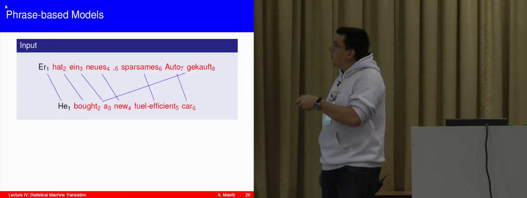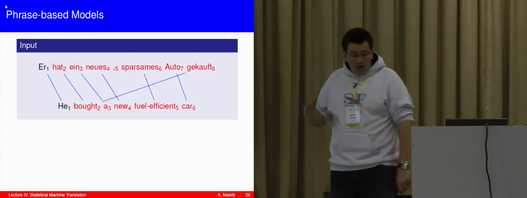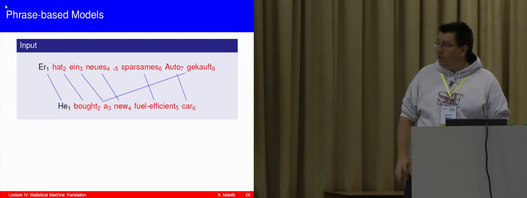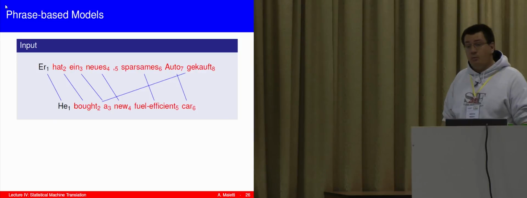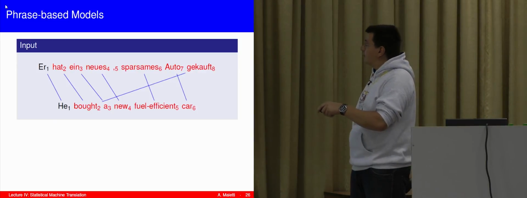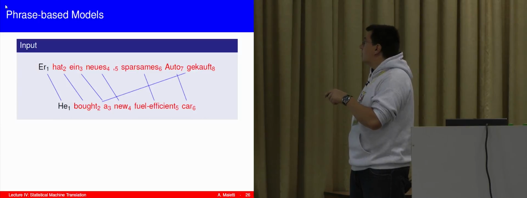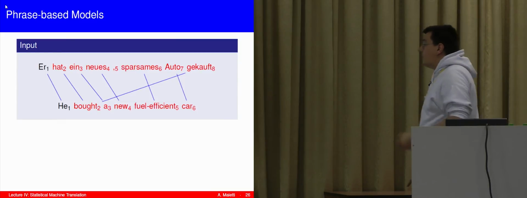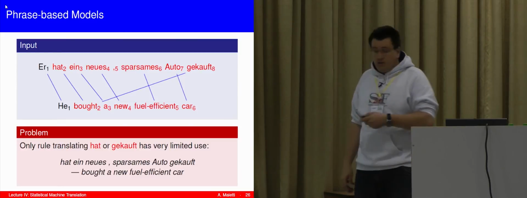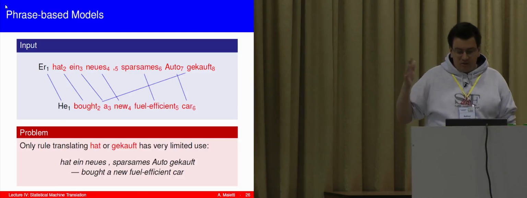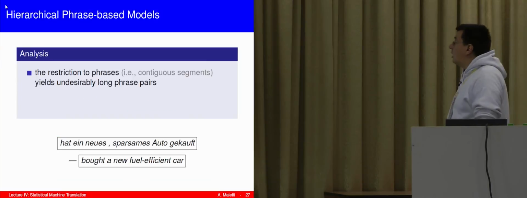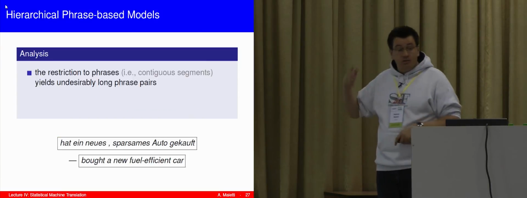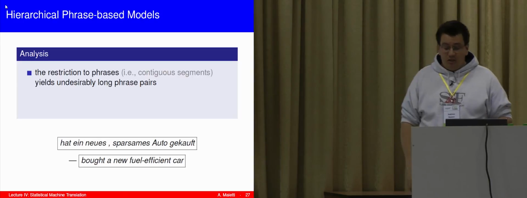And for some languages, in particular German, this is a problem. The verb appears at the end and is realized as some kind of auxiliary in the verbal position, so in the second position. This happens very frequently in German, for example, that a simple verb in the past is realized as an auxiliary and the main verb at the end as a participle. So that's a problem, and that was of course identified. Here, that's what I just said: you would have only one rule, which is very limited in its usage. So the restriction to phrases yields undesirably long phrase pairs.